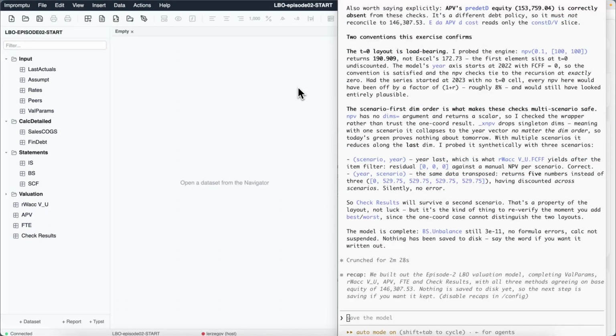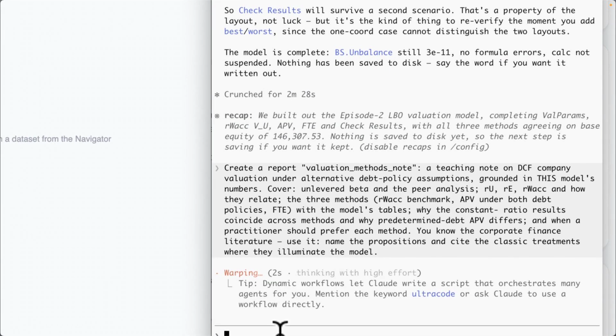One last thing, and here we take the leash off. Up to now, I've kept the assistant on a tight harness. Our datasets, our structure, our pipeline. Now I'm going to ask it to do the thing a certified analyst does. Explain the model. Not just the numbers, but the theory, the propositions, the debt policy debate, when a practitioner should reach for each method, and to ground every word in this model's own figures.